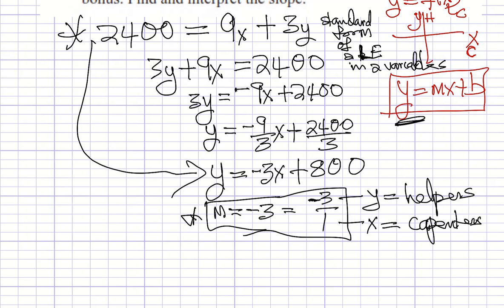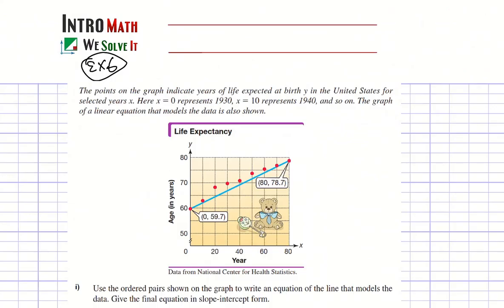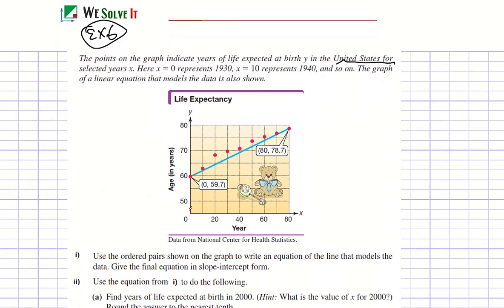But anyway, we'll finish with that problem. We'll leave it there. We'll go to the next one. Okay, here is our next example, number 6. It's about life expectancy in the United States. I'm going to read it. The points on the graph indicate years of life expected at birth, y, in the United States for selected years x. It says here x equals 0 represents 1930, x equals 10 represents 1940, and so on. The graph of a linear equation that models the data is also shown.